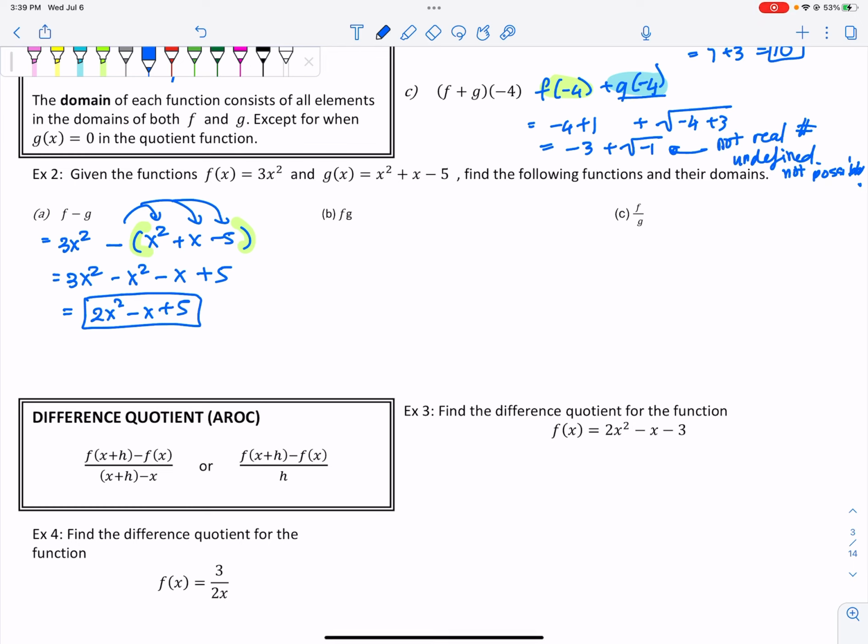For this one, we don't see any fraction. We don't see any square root. There is no restriction on x, so the domain can be all real numbers, from negative infinity to positive infinity.